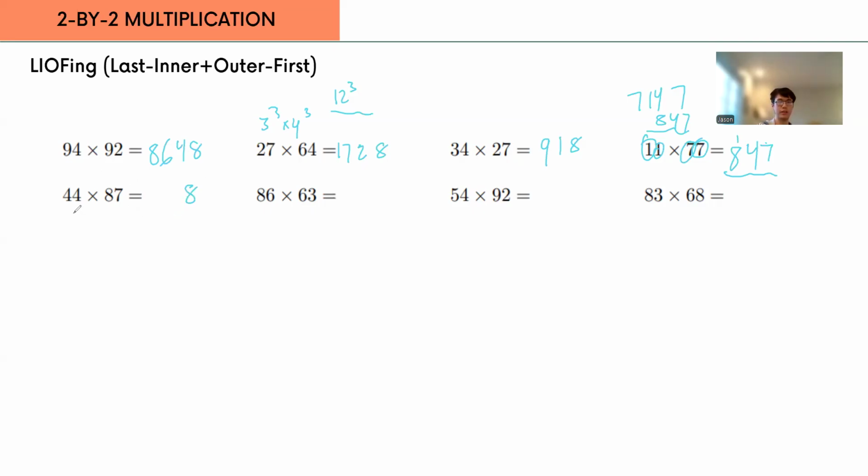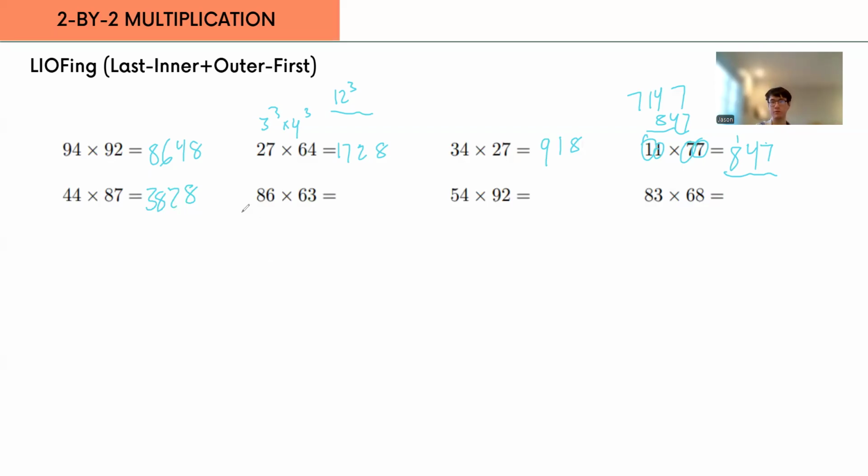Anyways, so moving on to this one, this is 4 times 7, which gives me 8 on the outside, carry the 2. This inner part is 32 plus 28, which gives me 60. 60 plus the carried over 2 is 62. So we have 6 plus 8 times 4, which is 32. So this becomes 3828.